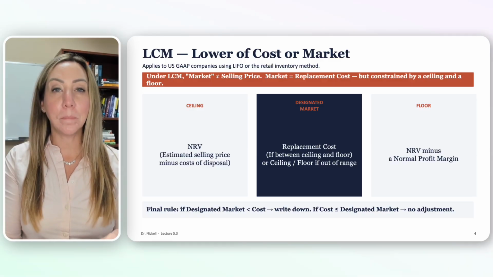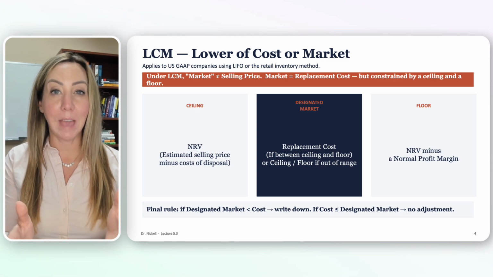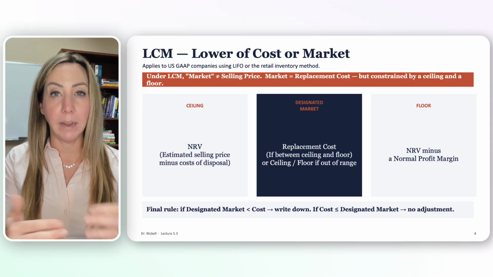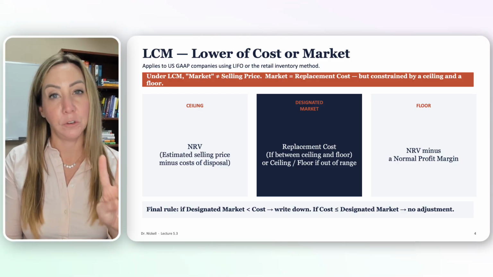This second approach compares cost of inventory to its market value. This approach applies to US GAAP companies that use LIFO. The key complexity under lower of cost or market is that market is not defined as the selling price. Instead, market means replacement cost: what it would cost today to buy or reproduce that same unit of inventory. But replacement cost is constrained by two boundaries.